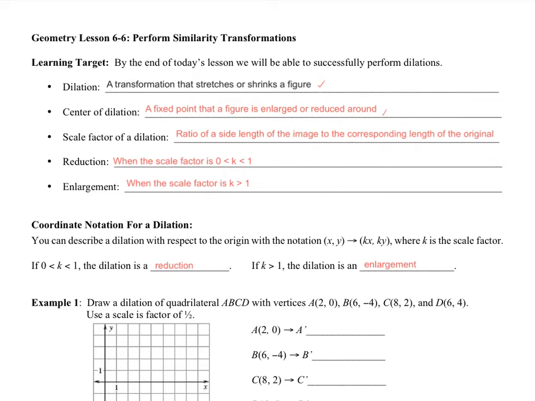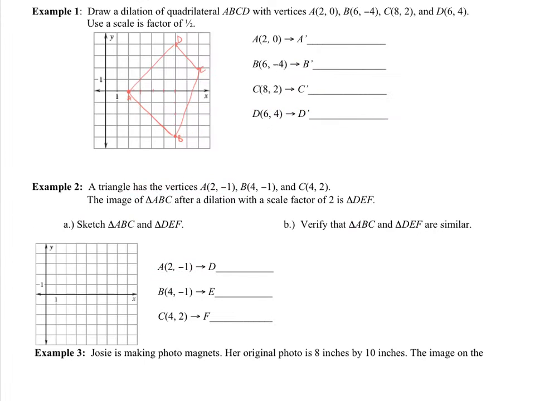The coordinate notation for a dilation. So you can describe a dilation with respect to the origin with the notation (x, y) to (kx, ky), where k is the scale factor. So again, if you have a scale factor that's between 0 and 1, the dilation is a reduction. And if you have a scale factor that's greater than 1, the dilation is an enlargement.